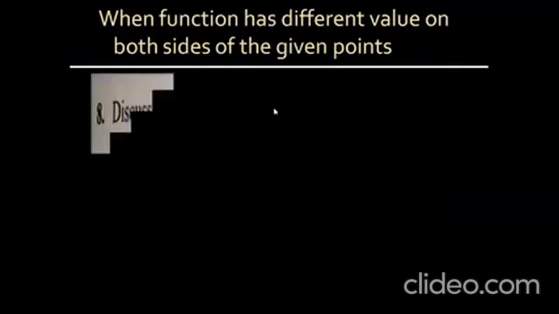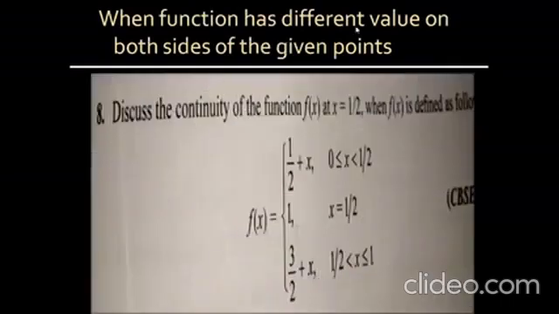So this is the way to simplify the question. And now look at this, when the function has different values on both sides of the given point. We have to discuss the continuity of the function f(x) at x equal to 1 upon 2, when f(x) is defined as follows. f(x) is equal to 1 by 2 plus x when x is greater than or equal to 0 but less than half, and f(x) is equal to 1 when x is equal to half, and the value of the function is equal to 3 by 2 plus x when x is greater than half but less than 1.